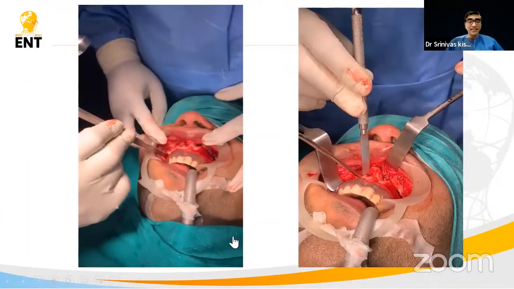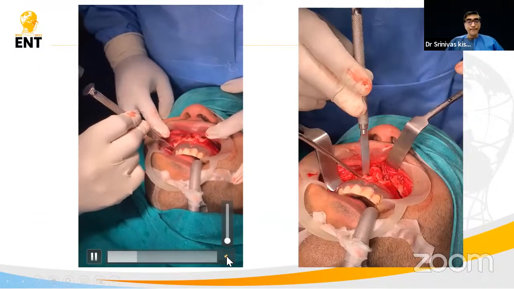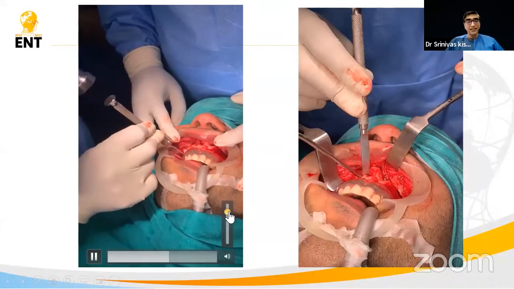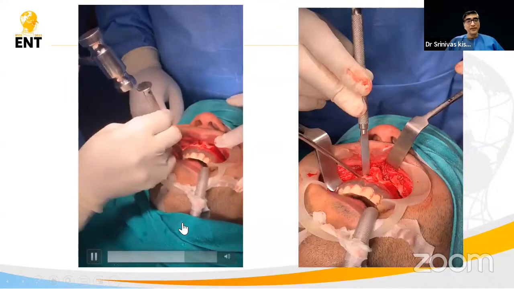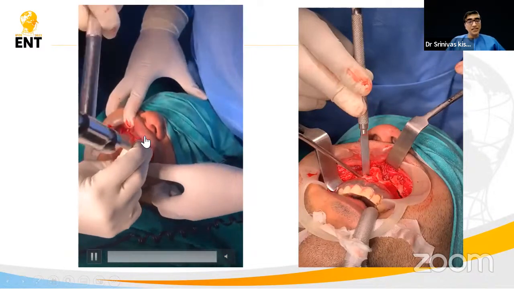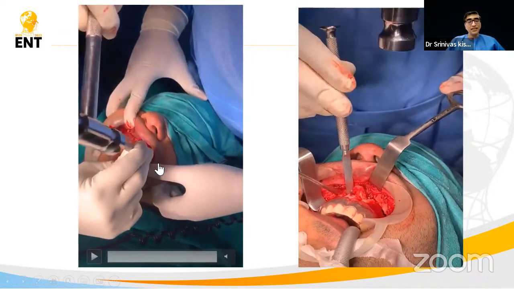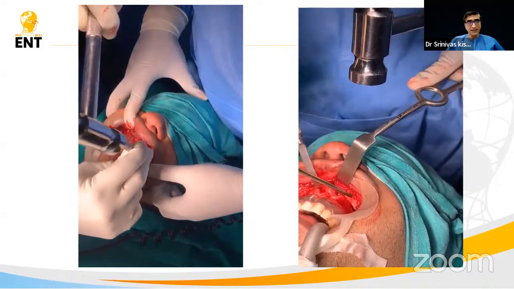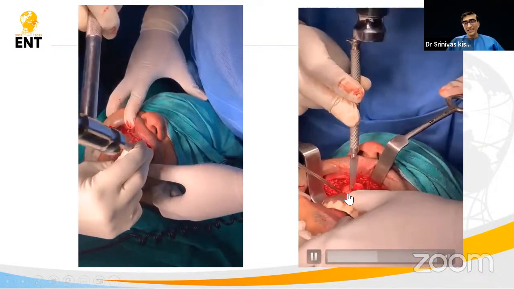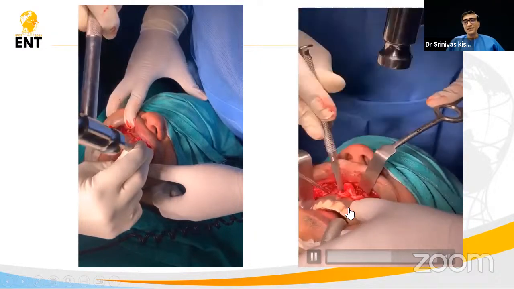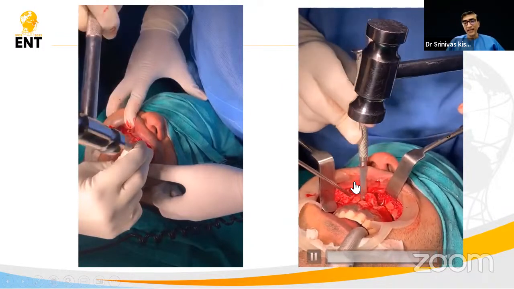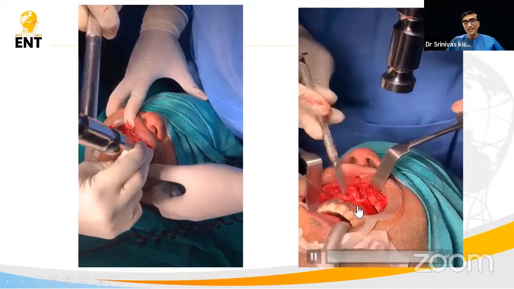So how do you go about doing this? You do a Lefort 1 osteotomy. You do a Lefort 1 osteotomy, and you go from the piriform aperture up to the pterygoid bone. And again, you do a midline osteotomy here. So once you do this, see, this is the Lefort 1, and you're doing the midline split.